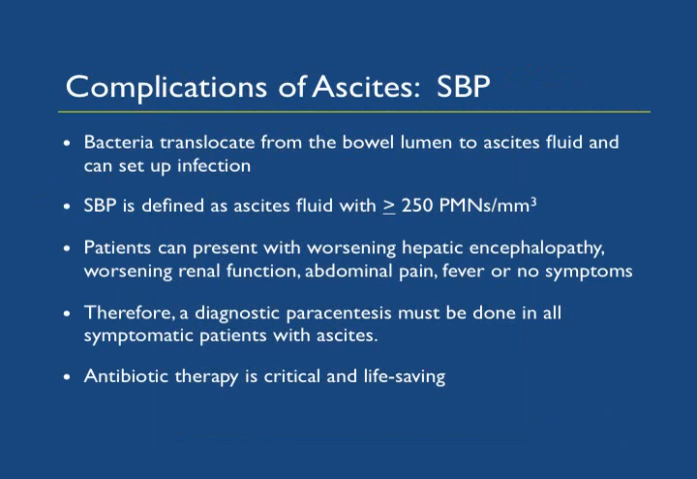Lastly, I'd like to touch on the complications of ascites, specifically spontaneous bacterial peritonitis. This occurs as bacteria translocate from the bowel lumen to ascites fluid and there can set up infection. It's defined as ascites fluid with greater than 250 polymorphonuclear leukocytes. Patients can present with worsening hepatic encephalopathy, worsening renal function, abdominal pain, fever, or even no symptoms at all.